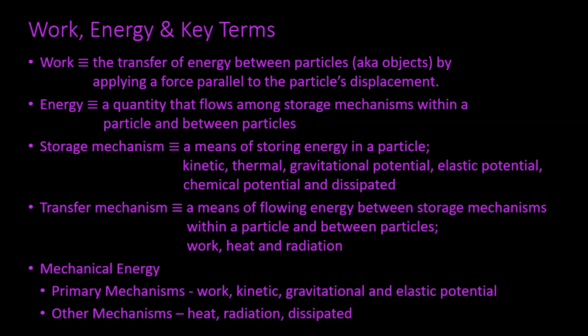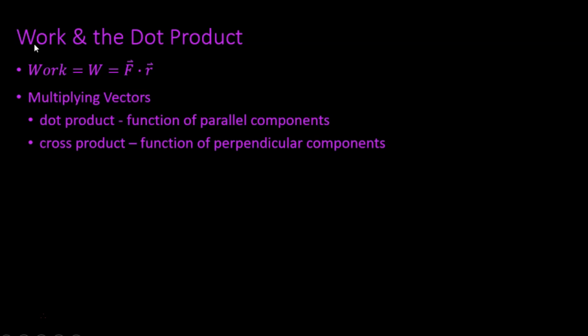Let's move on and talk about work and the dot product. So work is equal to the force vector multiplied by the displacement vector. There are two types of vector multiplication. There's the dot product, and that's important when the quantity we're trying to calculate is a function of parallel vector components, whereas the cross product is important when the quantity we're trying to calculate is a function of the perpendicular components of those two vectors. Work is the quantity created by force acting parallel to a displacement, so we're interested in the dot product when it comes to calculating work.